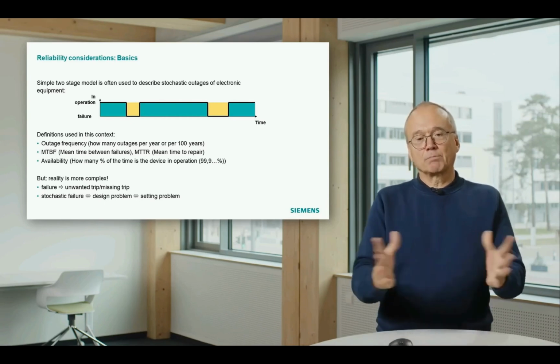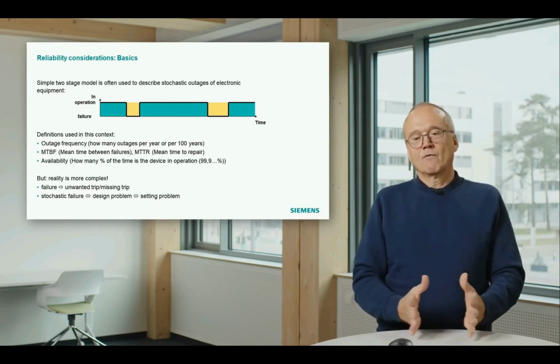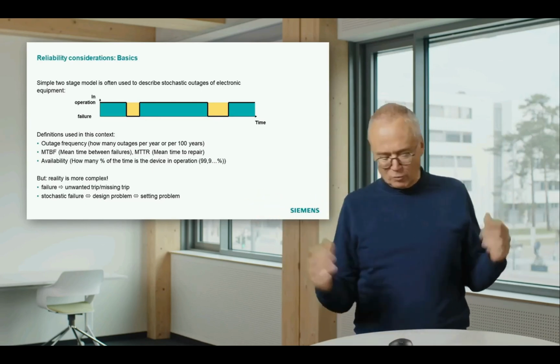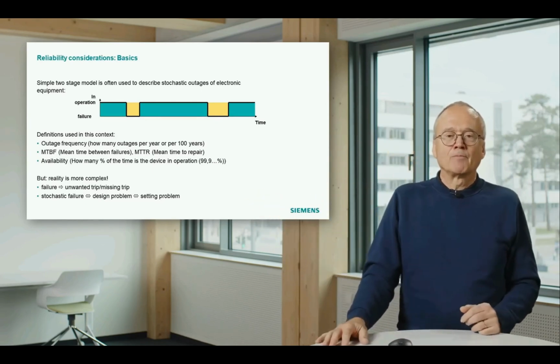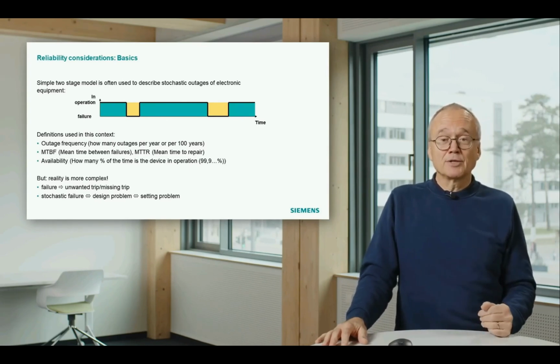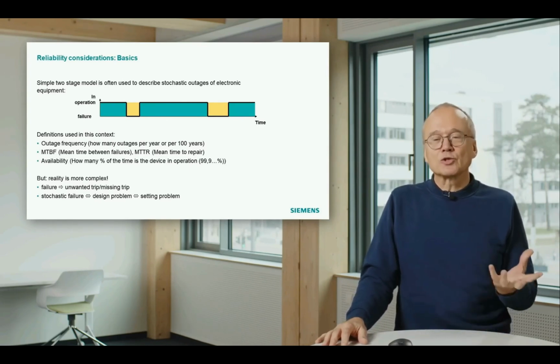For instance, if you have a protection concept where somebody did a wrong design because a signal was misinterpreted, or we even have a software bug in the protection relay, it's not a stochastic thing.